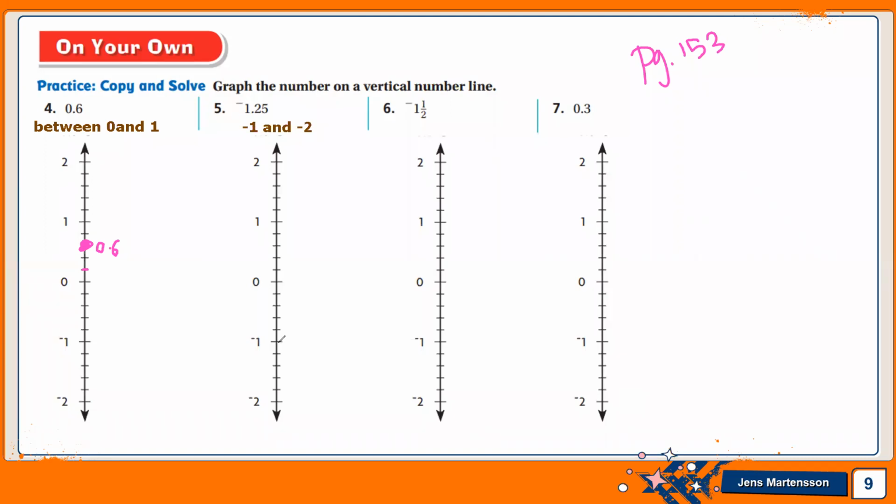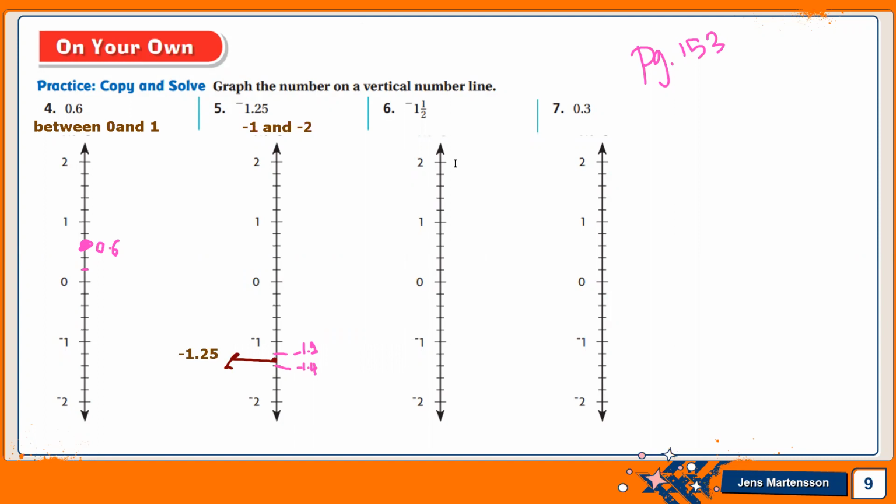Negative 1, negative 1.2, then negative 1.3, 1.4. We have to count by 0.2. So where will negative 1.25 be? Oh, it's between negative 1.2 and negative 1.4. Bravo. So it will be in this place. Negative 1.25. Thank you, Julie.